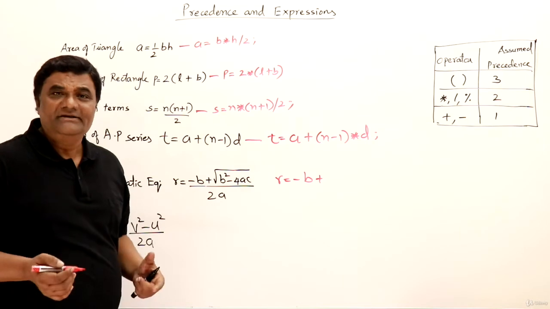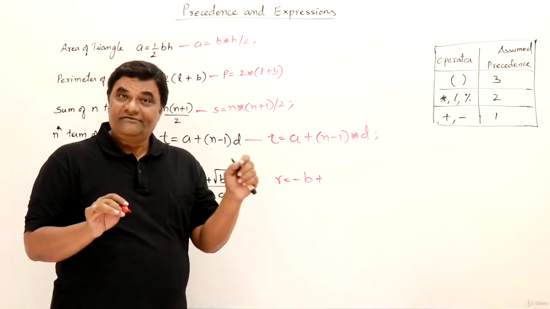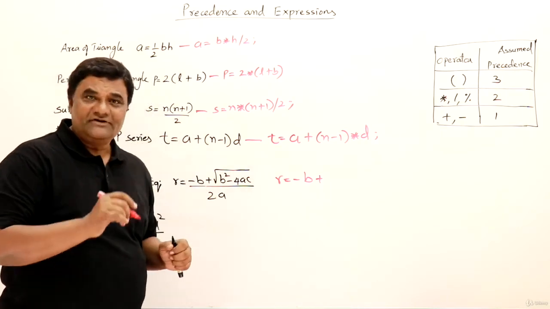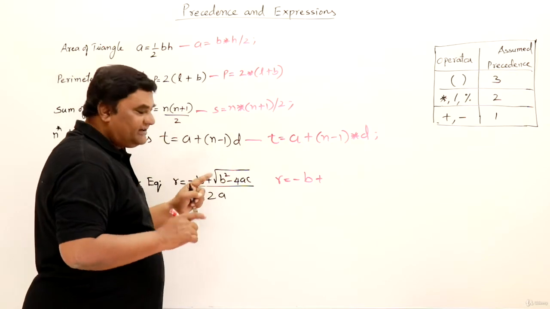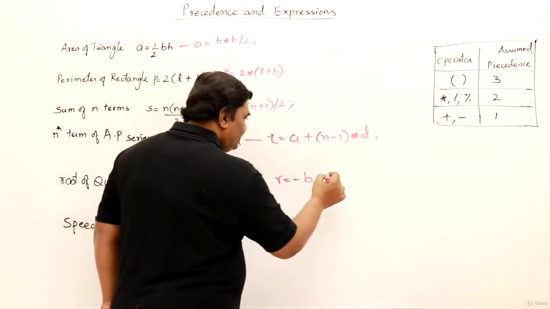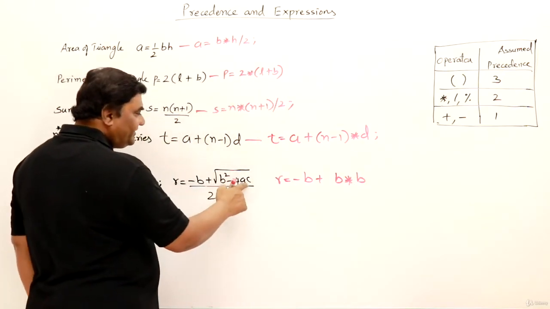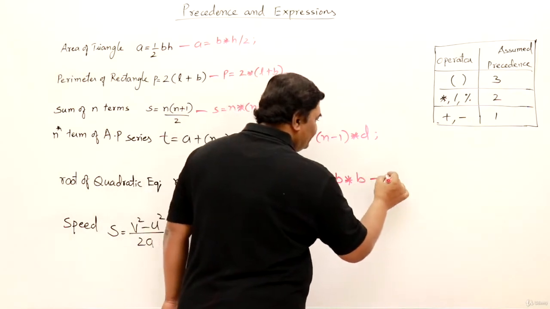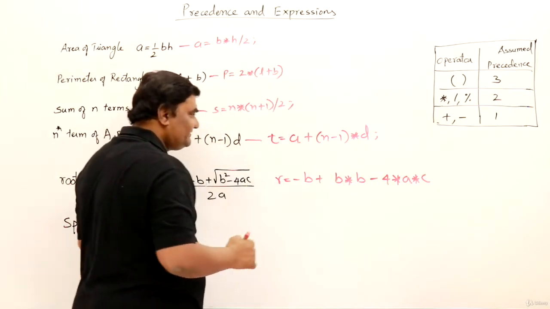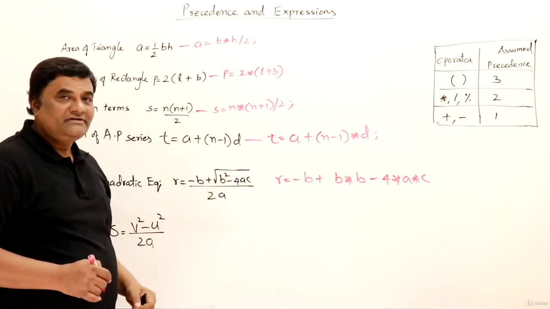B square. How do you write b square? There is no symbol for square or power in C++, but there is a function available. I'll show you afterwards. So I will write b square as b into b. That's the simple method. So write b into b, right? Then minus 4 into a into c, minus 4 into a into c. Yes, this is perfect. Now this whole thing has to be in root, square root.